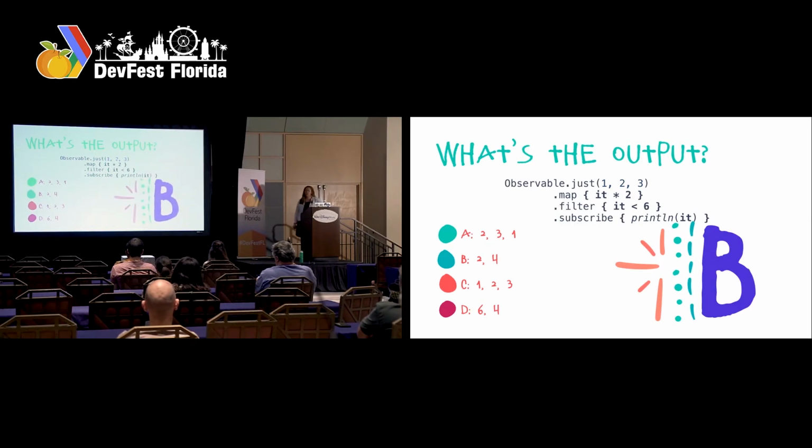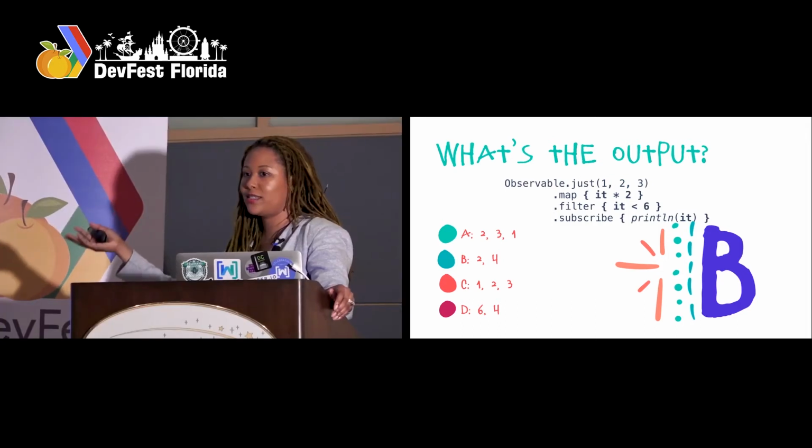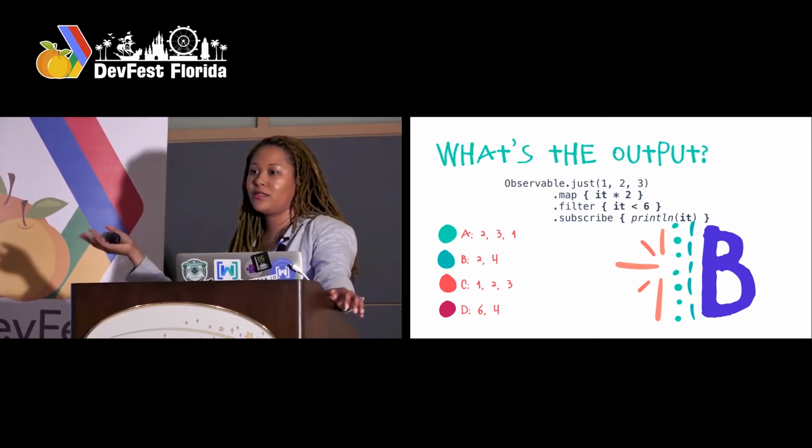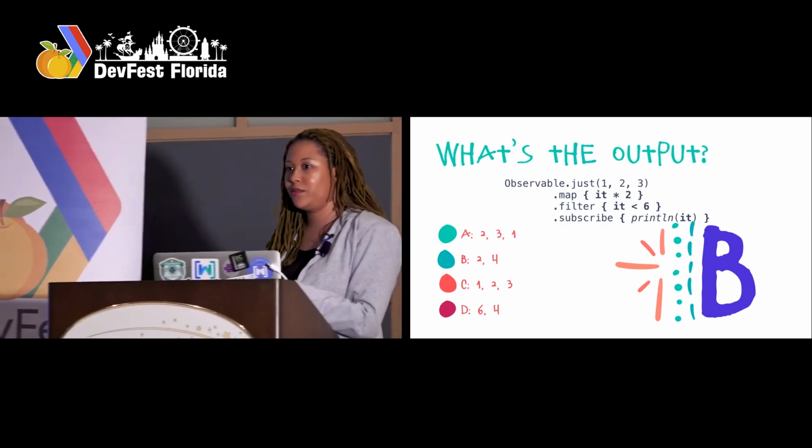Yeah, right? This time it will be B. Why? Because if we just go this way, 2 doubled is 4. Yes, that's less than 6. But 3 doubled is 6, and 6 is not less than 6. So that's how we end up with B.